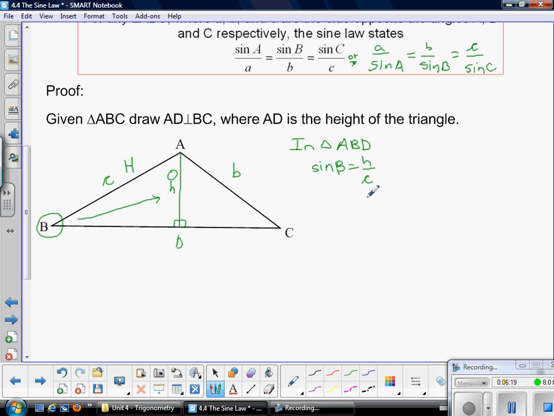Now I want to solve for h, because h is a common side between the two right angle triangles that I've created. The way to do that is to multiply both sides by c. So I would have c sine B equals h.